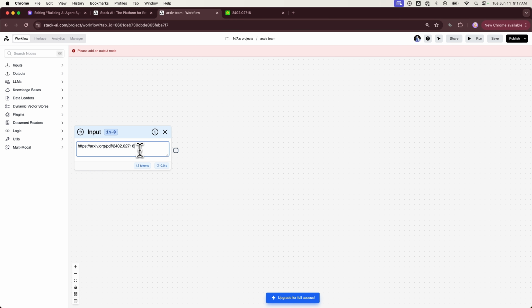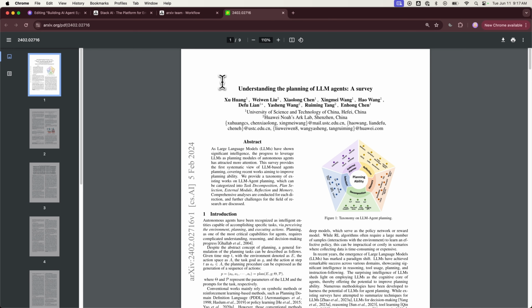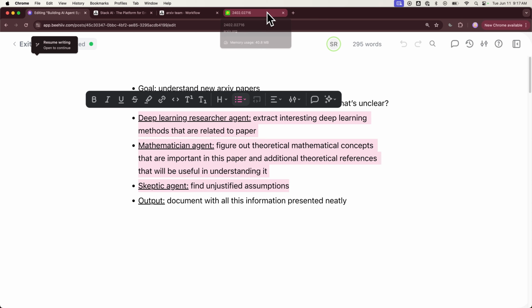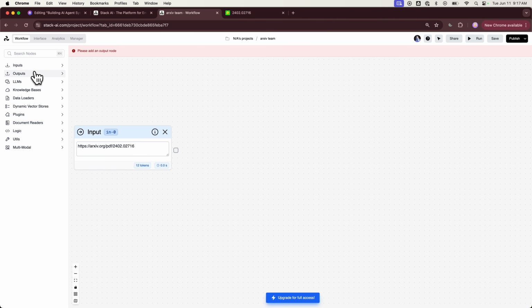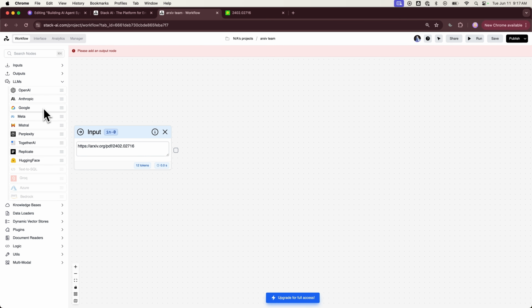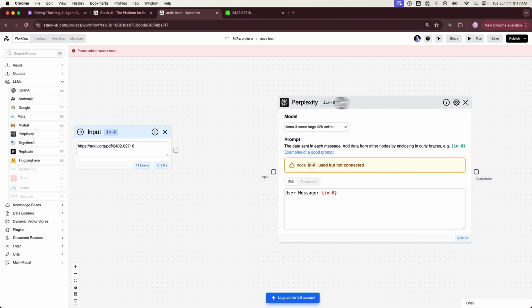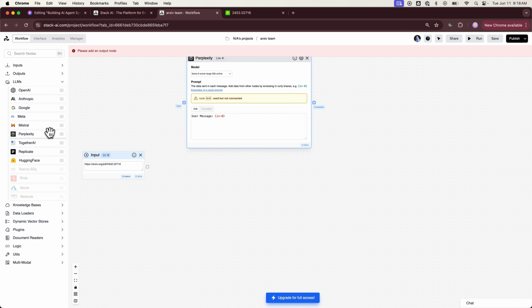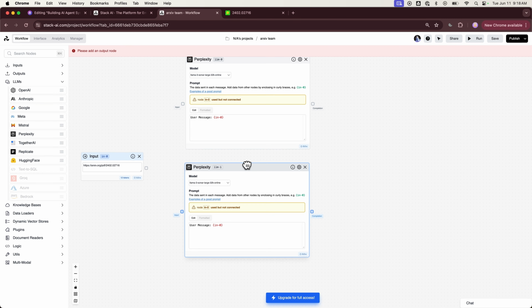Okay, so our input here will be the paper that we want it to summarize. This is the paper that I'm going to use for testing. It's a survey paper about planning with LLM agents. Okay, just going back to what we're trying to do, we're trying to create these 3 separate agents. So I'm going to go back to StackAI and then drag 3 of these LLMs together. And I don't want to use ChatGPT because I feel like ChatGPT 3.5 is just going to suck for this. So I'm just going to use Perplexity, which thankfully I can access on this free plan.